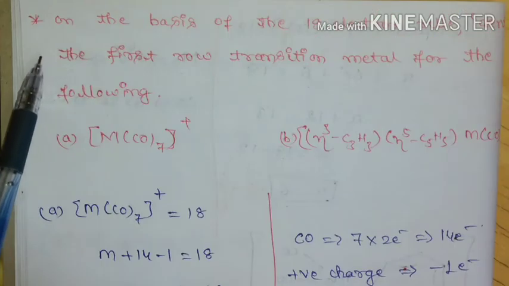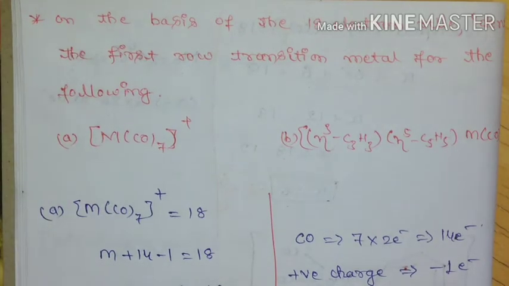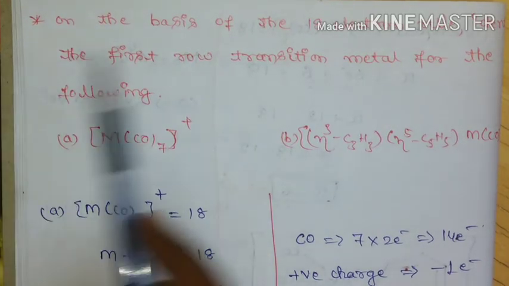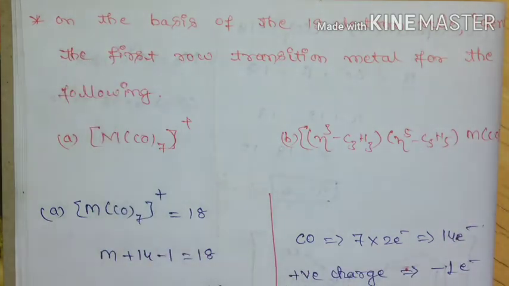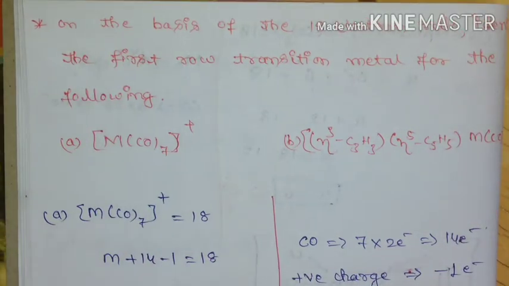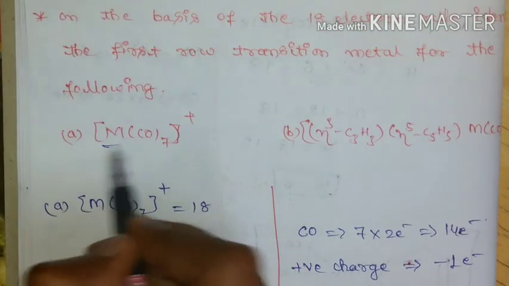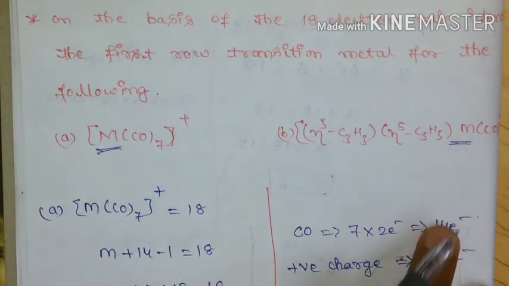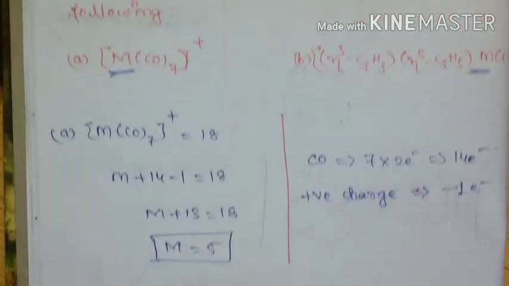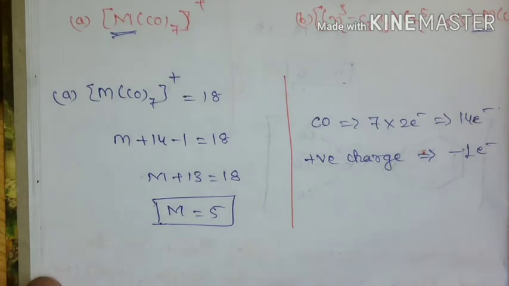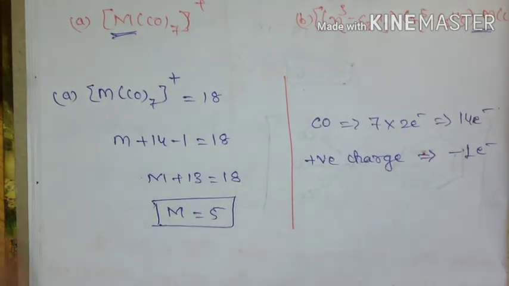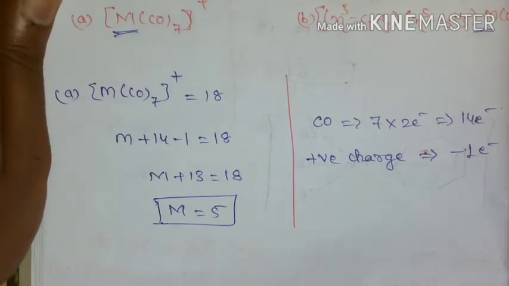One more question on the type of metal present in a transition metal complex: on the basis of the 18 electron rule, identify the first row transition metal for the following complex. So here are the two complexes, and we need to find the metal present in them. Since both the complexes are obeying the 18 electron rule, by applying the neutral method we will see what the possible metal is.